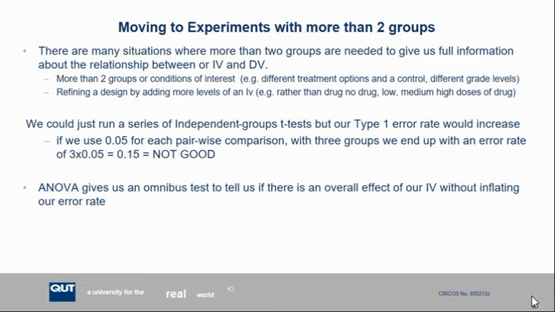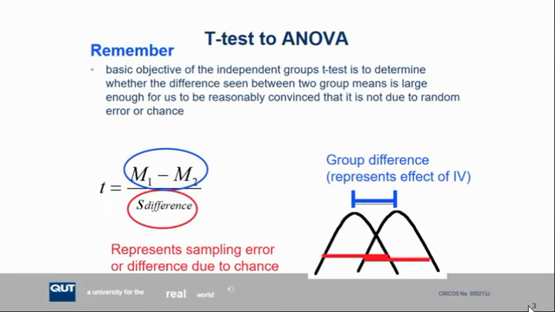So we could just run a series of independent t-tests, but what would happen to our type 1 error rates? Every time we ran a test, we've got a 5% chance of making an error. So if we end up running multiple comparisons, we are increasing our type 1 error rate, and this isn't so great. So ANOVA gives us an omnibus test that tells us if there's an overall effect of our IV without inflating our error rate, and then if there is, we can go in and examine where those differences lie.